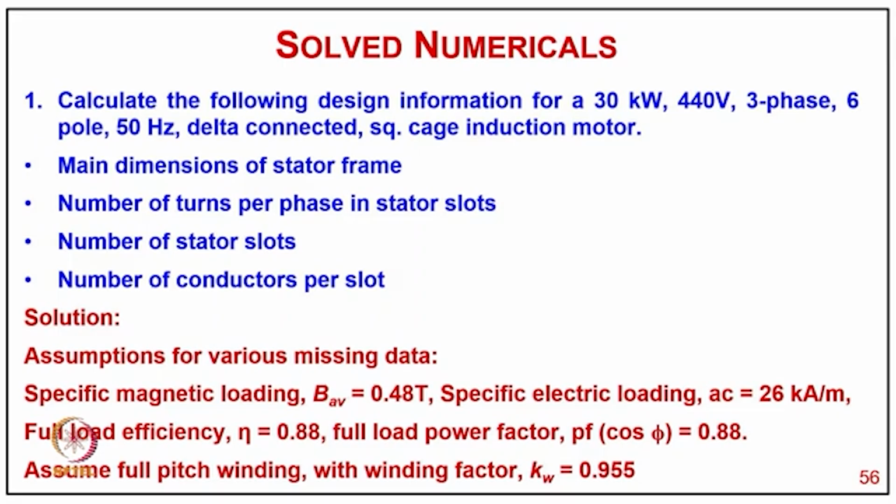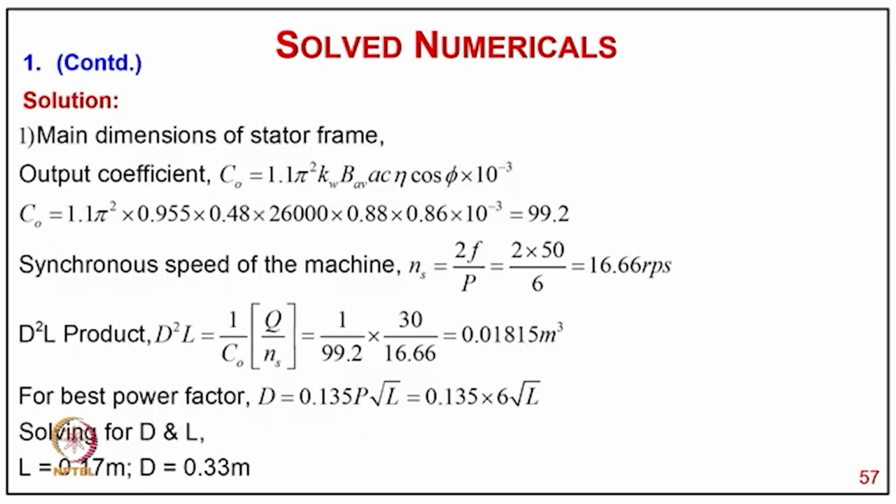Calculate the main dimensions of the frame, number of turns per phase, number of stator slots, and number of conductors per slot. So, the solution, considering the various missing data: specific magnetic loading, B average equal to 0.48 Tesla, specific electric loading 26 kiloampere per meter, full load efficiency eta equal to 0.88 and full load power factor 0.88. Considering a full pitch winding, the winding factor KW is equal to 0.955.